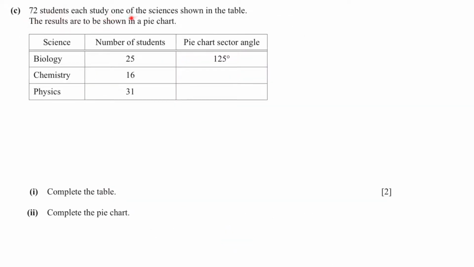72 students each study one of the sciences shown in the table. The results are to be shown in a pie chart. So biology, chemistry and physics. Biology, the angle is given. We have to find for chemistry and physics. To find that, we'll write 16 over the total number of students, which is 72, and multiply by 360. That will give you 80. So that is 80. To find physics, we'll do 31 over 72, multiply by 360. That will give us 155.